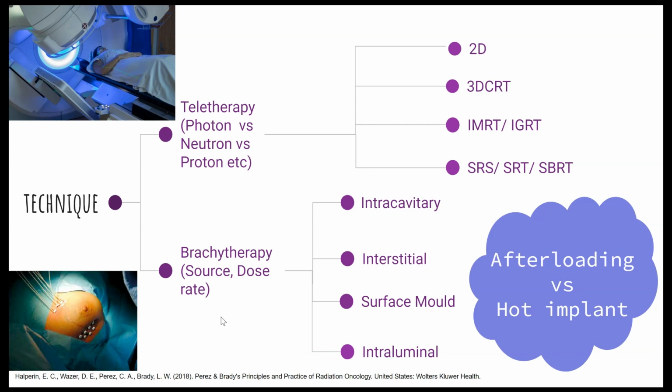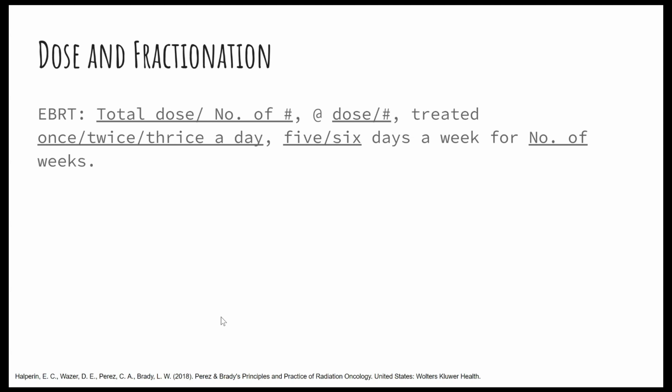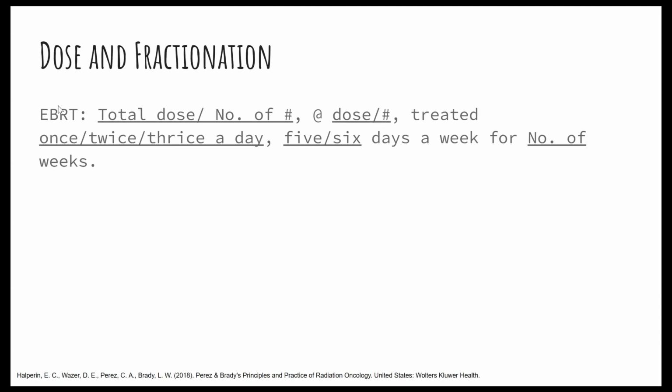So this is the technique, and we have to pick one, how we are going to treat the patient. Then comes the dose and fractionation. Now, dose depends upon what technique I am using. Fractionation also depends on that. For example, if I'm treating the patient with external beam radiotherapy, that is teletherapy, then I have to decide the total dose that I am supposed to give the patient in how many fractions, at what dose per fraction, once, twice, or thrice a day. Once is the usual that we use.